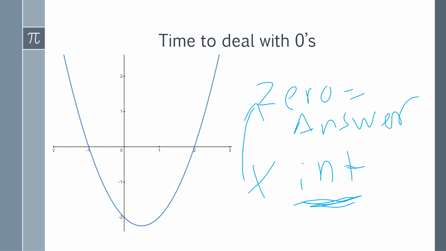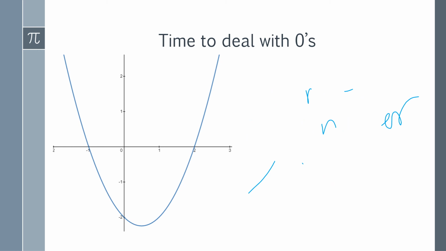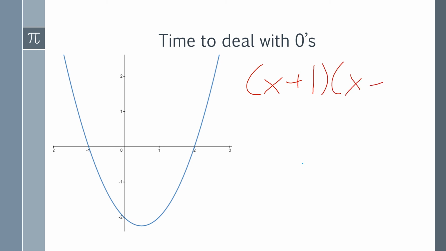So look, let me give you an example. Let me show you what I'm talking about. So you have factored out a quadratic of (x plus 1)(x minus 2). Now, if I was to ask you to solve this equation, you do this. You set both to 0.